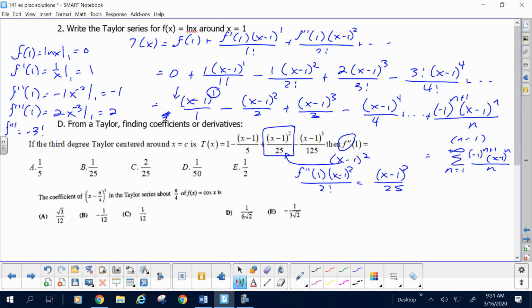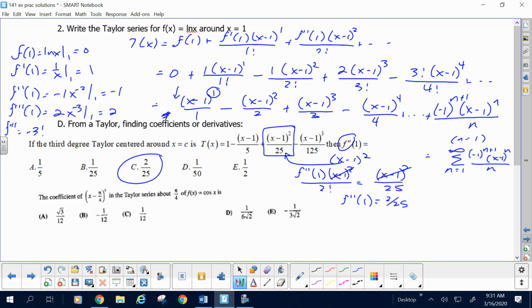So you find the term you're looking for, set the term they give you equal to the general formula you would expect, and solve. In this case, x minus 1 squared drops out. If I move the 2 factorial over, I would see that f double prime at 1 must be 2 over 25. So that answer was C. Do it systematically, not by just guessing and checking.